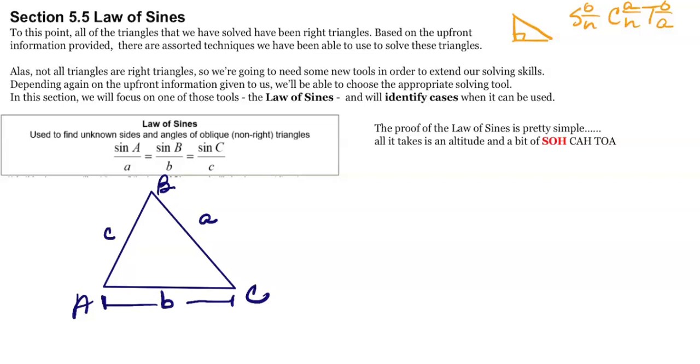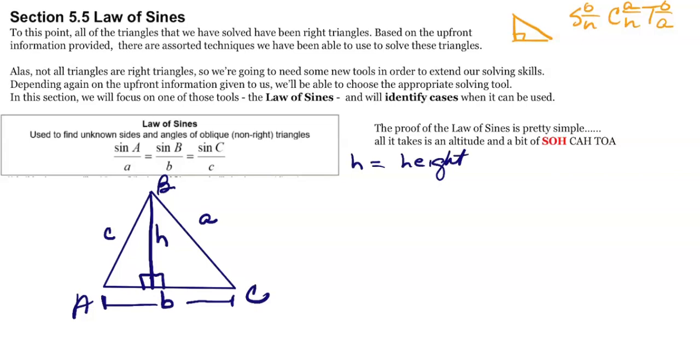The next thing we're going to do is drop an altitude. An altitude comes from the vertex and makes a right angle on the side opposite it. That altitude is frequently called height, so I'm going to make it an h for height, not for hypotenuse, but for height. So let me just write that up here someplace. h equals height.